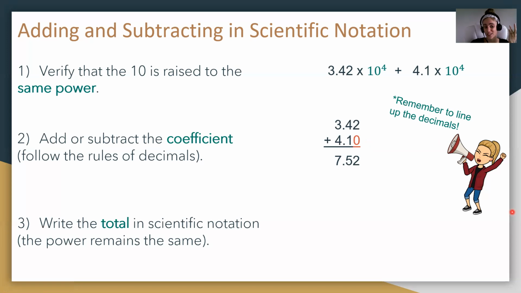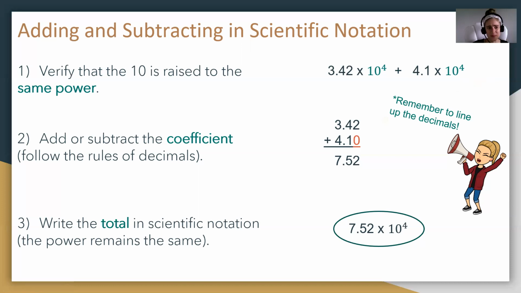And then we just need to write our total in scientific notation. So we added our two coefficients, our two numbers written as decimals, and we just rewrite it in scientific notation. Our power, because it started the same, stays the same. So it's very much like combining like terms. They have to be alike. You just combine that coefficient and we're good to go.